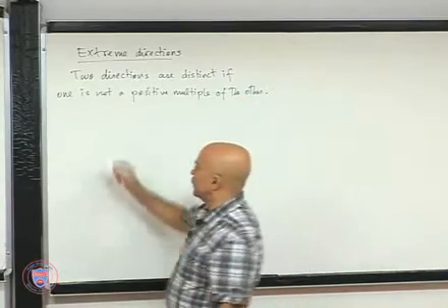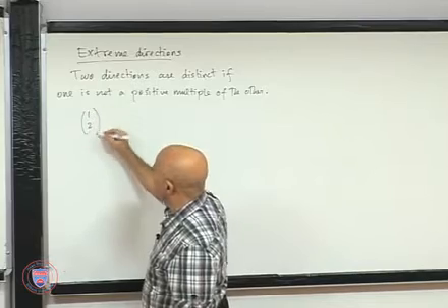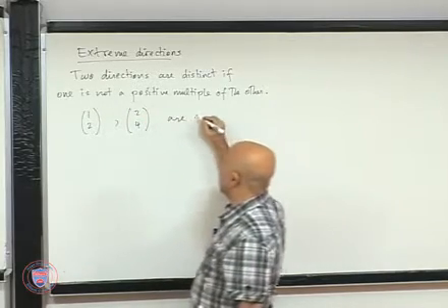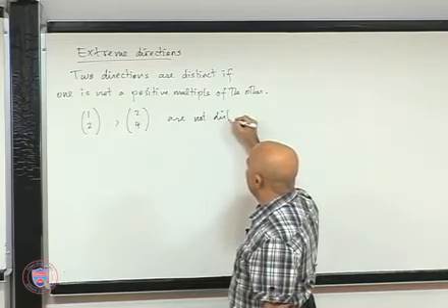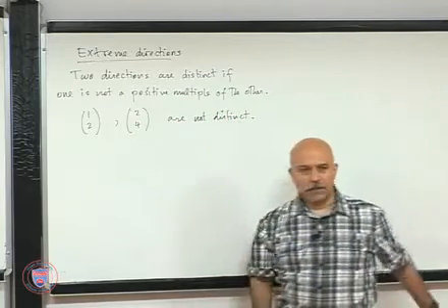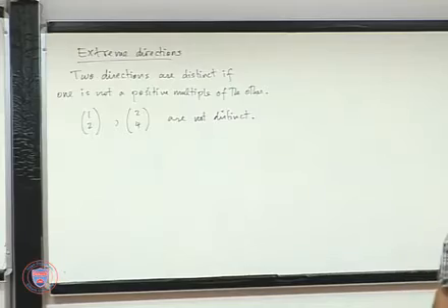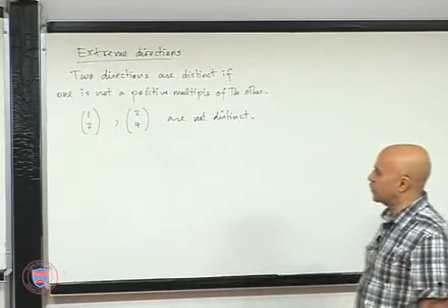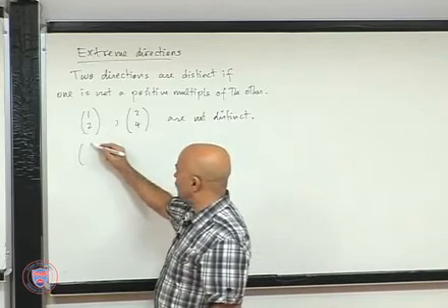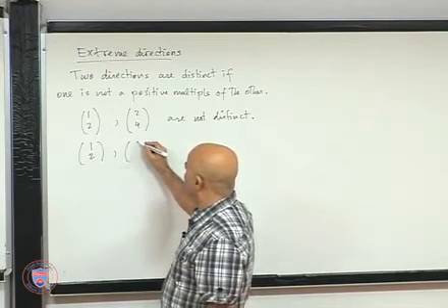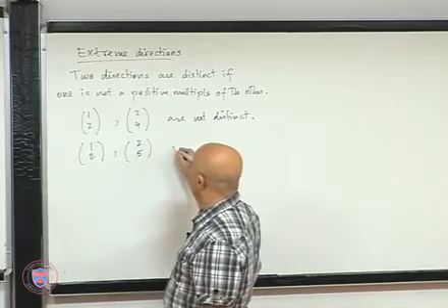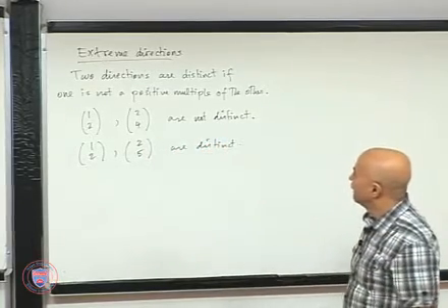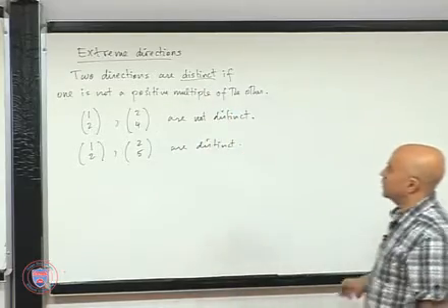So, for example, the directions 1, 2 and 2, 4 are not distinct because they all point in the same direction. Okay? One is a positive multiple. The second one is twice as much as the first one. Whereas 1, 2 and 2, 5 are distinct. Okay. That's the definition of that.